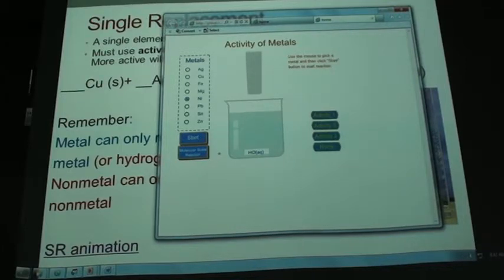Remove it. What happened to the strip of nickel? It corroded it. It actually, it's smaller, isn't it? It started to go away.